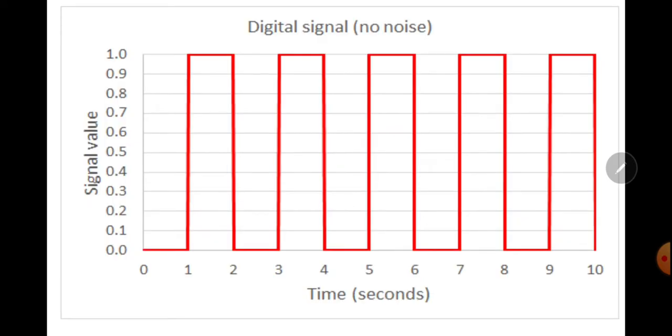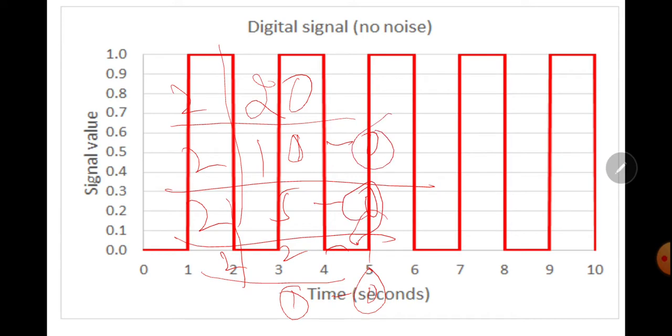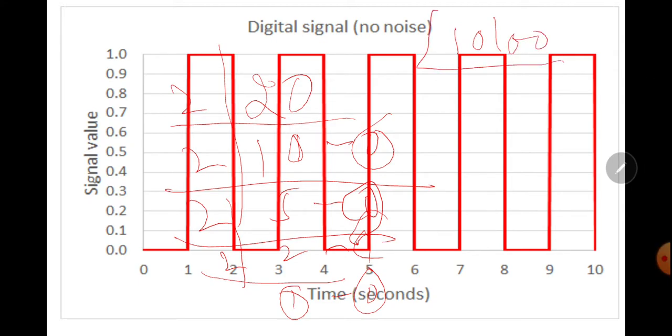For example, if you want to write 20 in binary form, you just do it. 2 tens are 20, 0 is remainder. 2 fives are 10, 0 is remainder. 2 twos are 4, 1 is remainder. 2 ones are 2, 0. So 1, 0, 1, 0, 0. This is the digital form of 20.